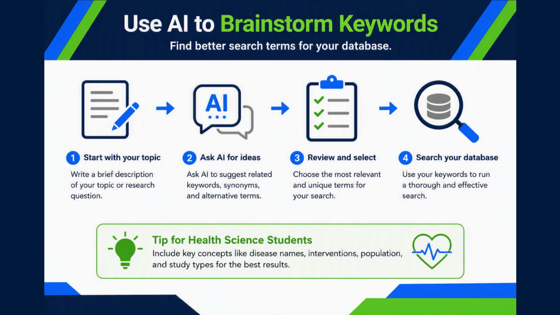You could also use AI to brainstorm keywords. Start with your topic and write a brief description of your research question. Ask AI for ideas, review the words, and then select those to combine with the words you found through controlled vocabulary and keywords, and use those to search in the database for your own research.